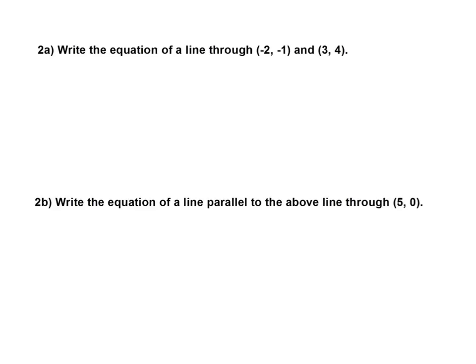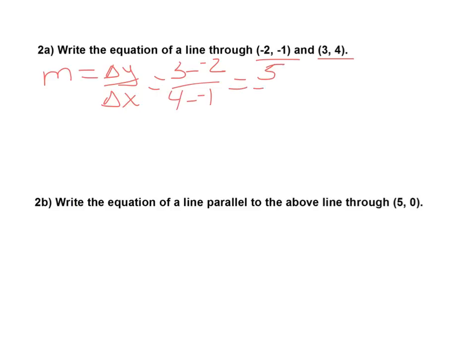Now, write the equation of the line through these 2 points. Well, we can find our slope using delta y over delta x. Delta y is 3 minus negative 2 over 4 minus negative 1. So I get 5 over 5. That's a positive 1. So that's my slope. And choose one point. I'm choosing this one. You might choose the other one. Actually, the other one might be easier because it's positive.